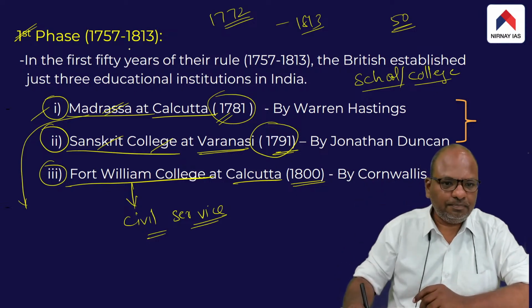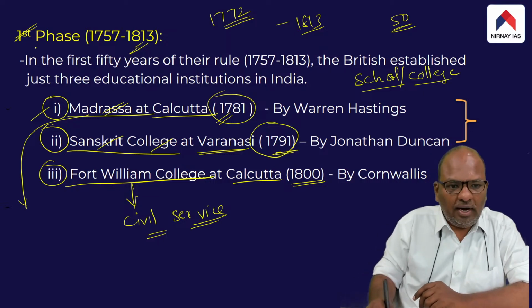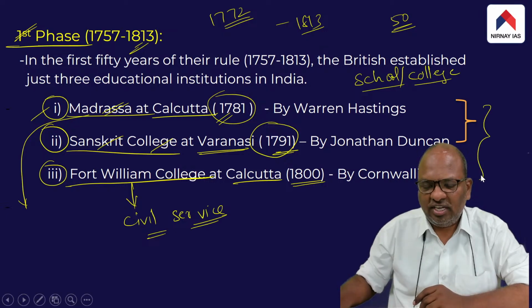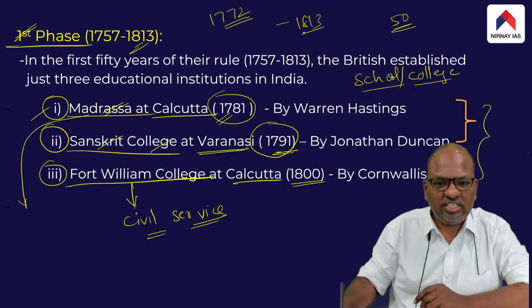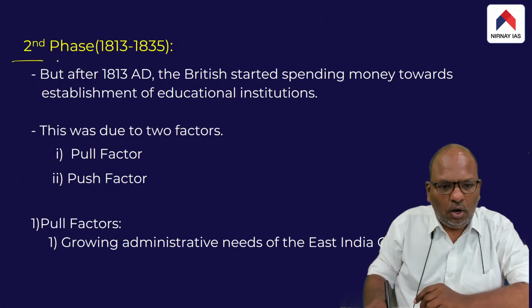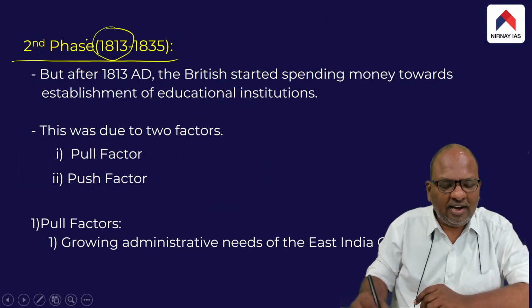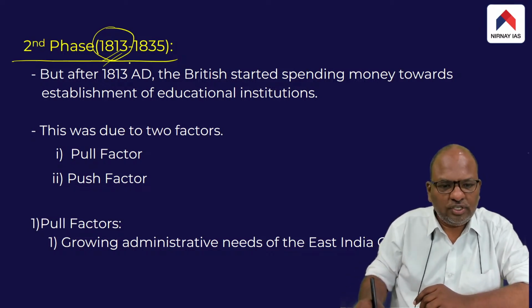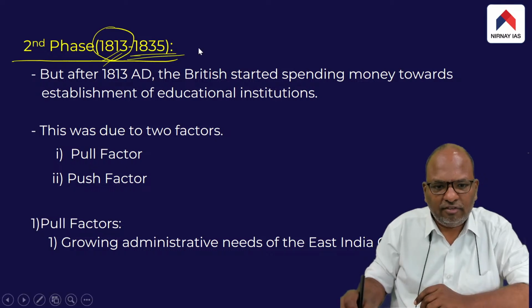That is what happened. So this is what we call phase 1. In phase 1, the British just established 3 educational institutions, say 1772 to 1813. But in 1813, all of this changed. So we call this phase 2. Phase 2 is between 1813 and 1835.